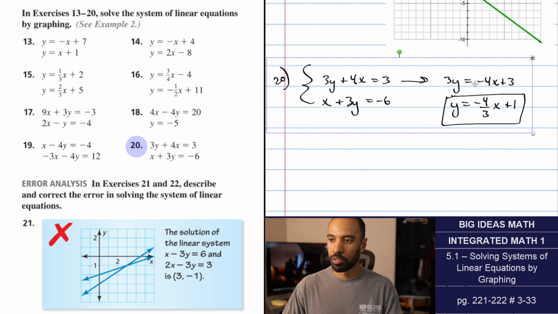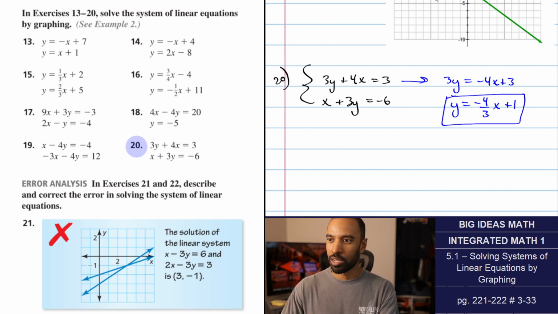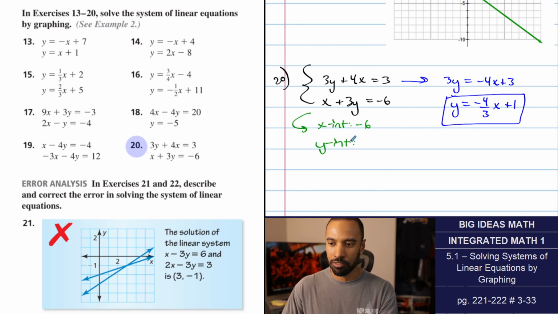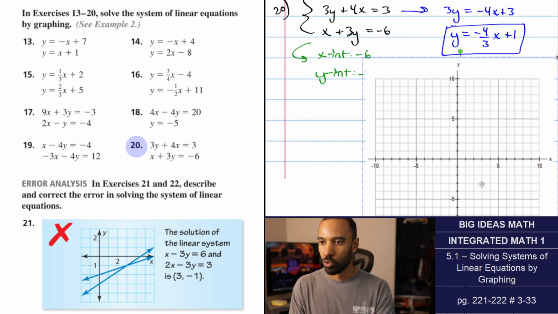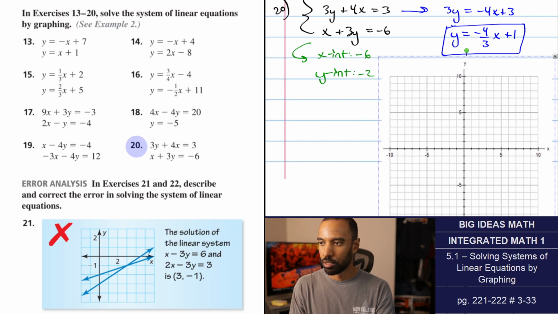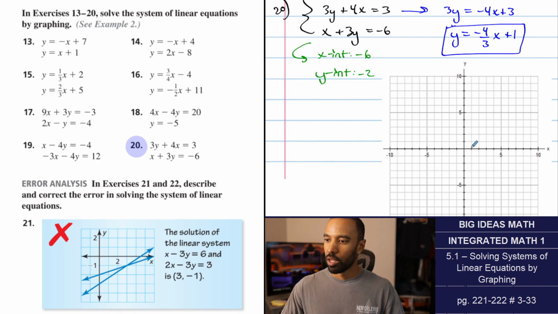Oh, I should have done that in blue. Not everything in blue, though, just this one right here. All right, this other one I'll do in green. This one in green, the x- and y-intercepts seem fine. The x-intercept is negative 6. The y-intercept is negative 2. So the top equation, or the blue equation, down 4, right 3. And then up 4, left 3, like that.